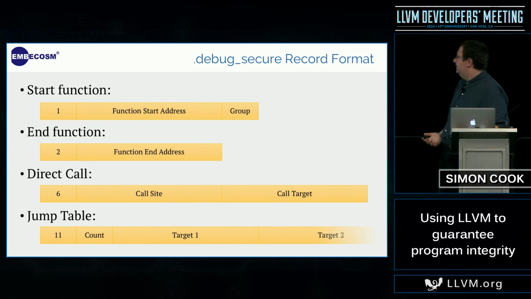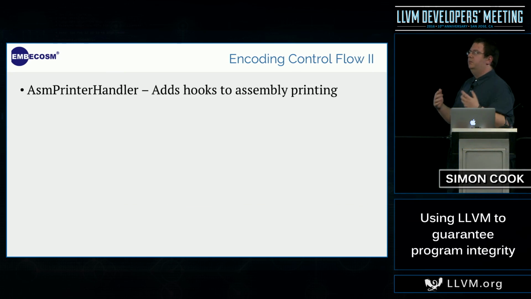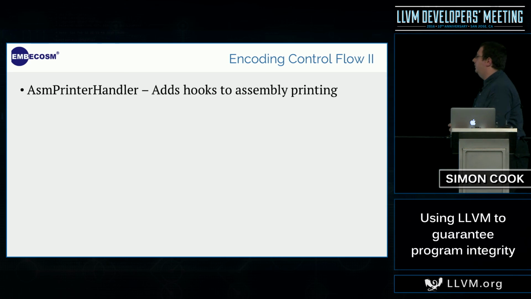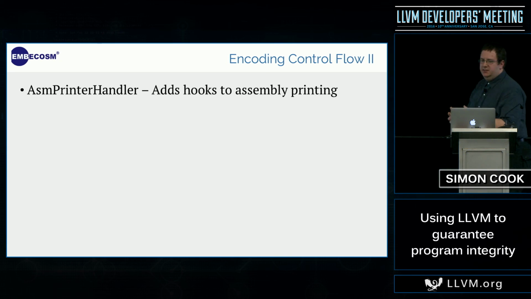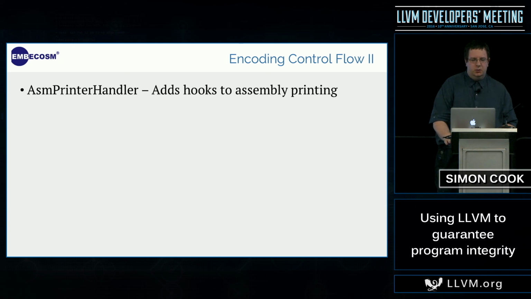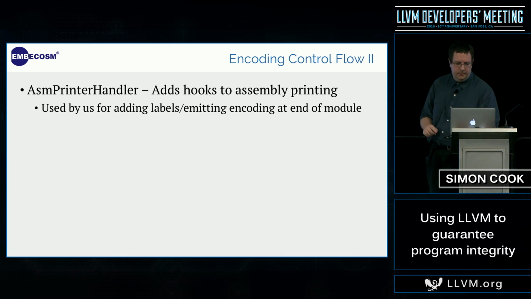How we've implemented this in LLVM is we've reused this class called AsmPrinterHandler, which is typically private to the instruction printer, but can sometimes be useful for any target-specific weirdness you want to add to an assembly or object output. It gives you a few hooks, which we use for adding labels that we can refer to in our metadata later on.